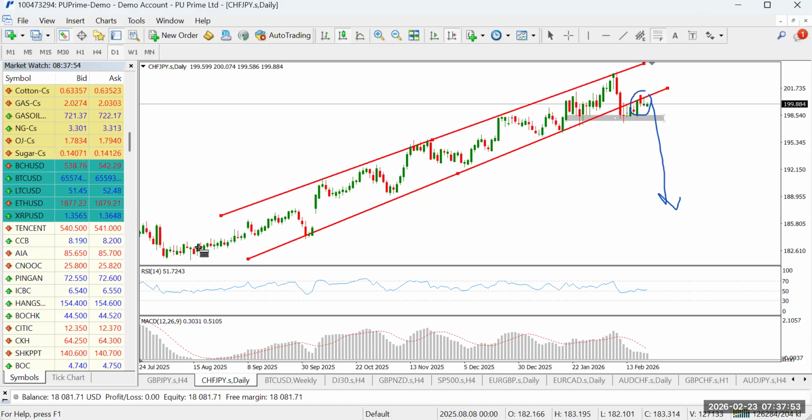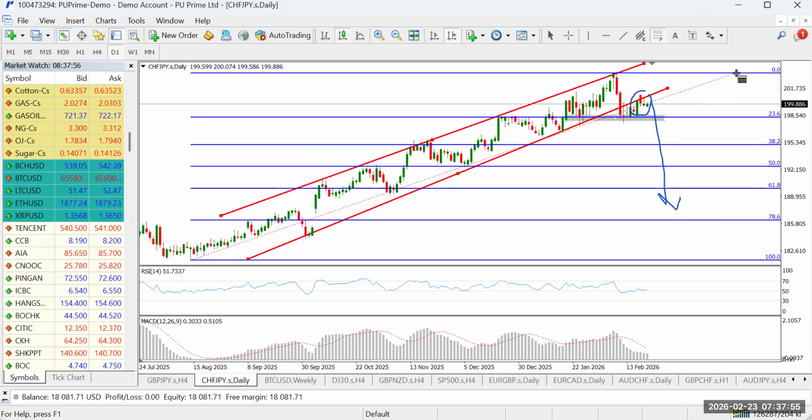If this pattern works out just as I've analyzed, then we may see price drop in the coming weeks. It may not be this week alone. This is a long-term movement. It can go as much as 270 pips at Fibonacci 38.2, as much as 530 pips at Fibonacci 50, and as much as 790, or close to 800 pips, at Fibonacci 61.8. So we have a long-term bearish movement on the CHFJPY.